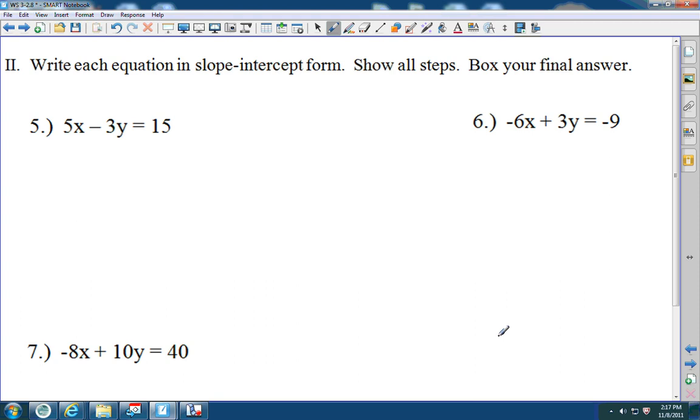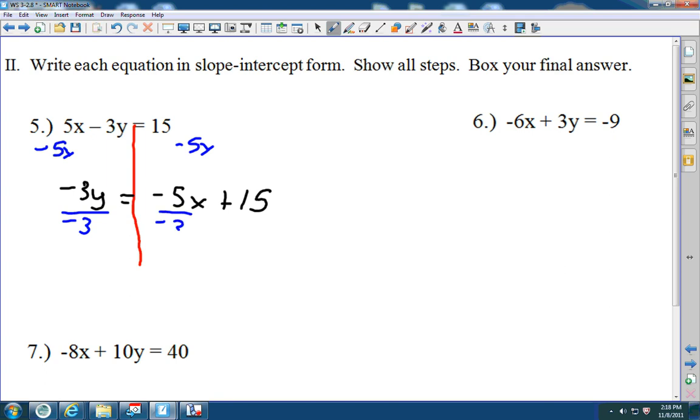Okay, now this one says write each equation in slope-intercept form and box your final answer. If you haven't done this already, pause the video and try it and come back and see how you did. What I need to do here is move my 5x, so I'm going to subtract 5x from each side. I'm going to have negative 3y equals negative 5x plus 15. It doesn't matter if you put 15 minus 5x, it's the same thing. I'm going to divide everything by negative 3. And I get y equals 5/3 x minus 5.